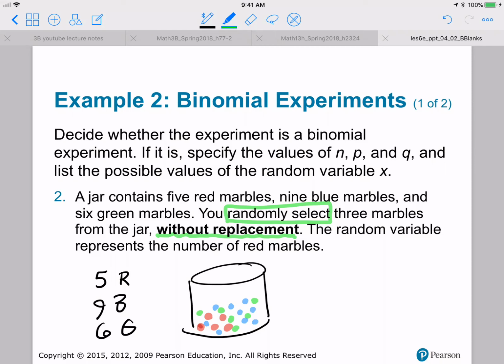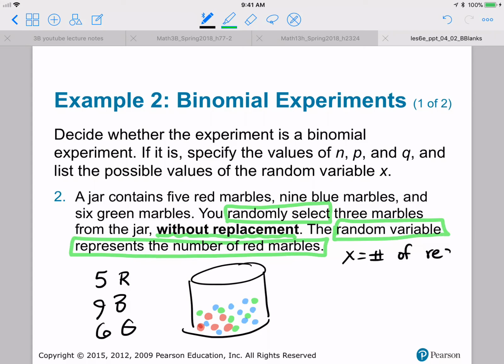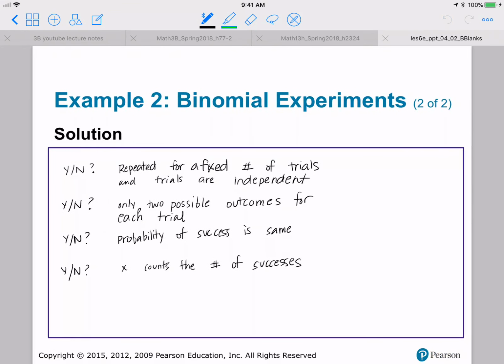And we are told here that the random variable represents the number of red marbles. So X is equal to the number of red marbles that you pick from the jar. Let's look at this. Repeated for a fixed number of trials. The trials are fixed, so yes. There are 3 trials, because there are 3 different times you're picking a marble. Are the trials independent? They are not independent.